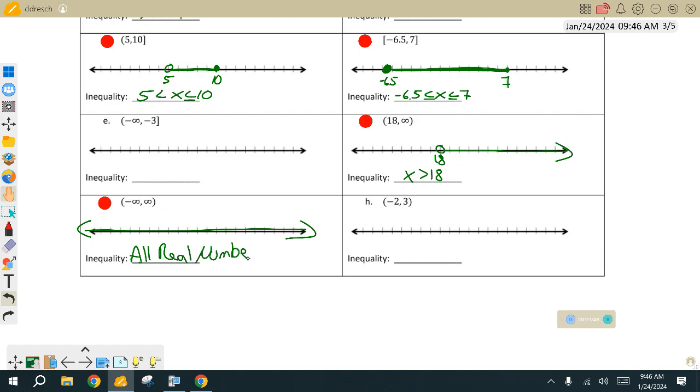All real numbers. Okay? The solution set is all real numbers. So every number you can think of. I shouldn't say that, because you guys can think of some different numbers. You work with square roots, they're not going to be in there. Square root 48 is not going to be in there. That's irrational. Okay? So all real numbers. But there we go.